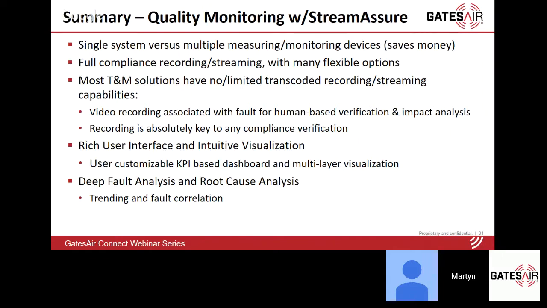Has a very good user interface. The main screen, including all of the various levels that can be shown, the dashboard that's flexible, and you can drill down in depth and look at exactly what happened quite quickly. Becomes very useful. And it has good fault analysis and root cause analysis that's basically built into the system.